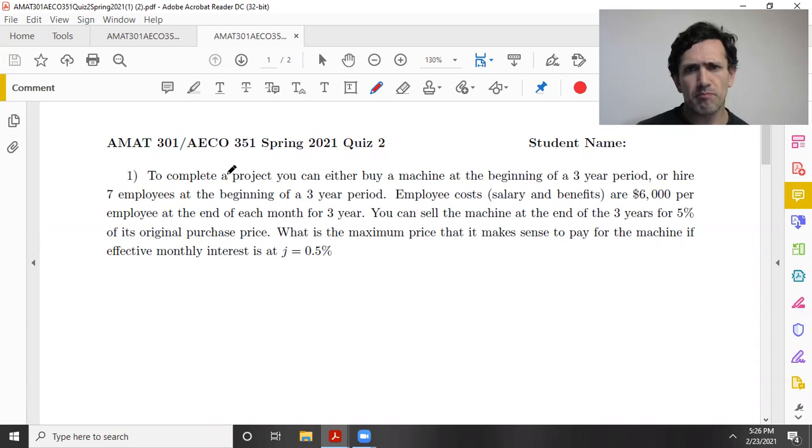Just like the homework, this problem was very similar to the homework. You can either hire 7 employees at the beginning of a 3-year period, or buy a machine at the beginning of the 3-year period. Employee costs are 6,000 at the end of each month for 3 years, and you can sell the machine for 5% of its original purchase price. What's the maximum price that it makes sense to pay for the machine if interest is 0.5% monthly?